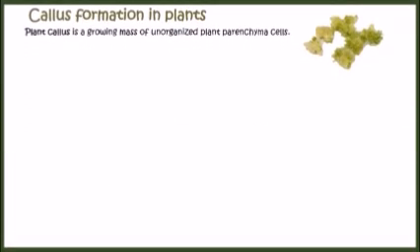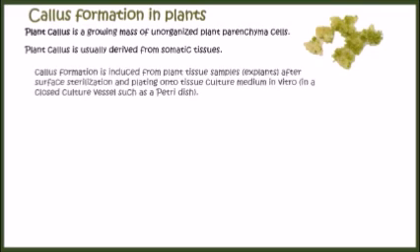First, let's start with callus culture. So callus formation in plants can be induced in several ways. Callus simply means a growing mass which is unorganized and undifferentiated, and these are basically parenchyma cells. Now, plant callus can be derived from somatic tissues.